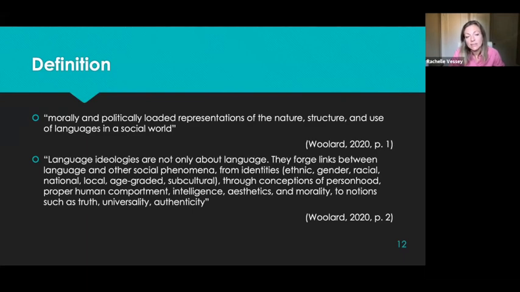But what's important here is that we can't extract our beliefs about language from our beliefs about the world around us. So language ideologies aren't just about language. They forge links between language and other social phenomena, from identities through conceptions of personhood, proper human comportment, intelligence, aesthetics, morality, even truth, universality, and authenticity. So which language is the language of truth? Which language is the language of romance? Who is it that is a beautiful speaker? Who is it who is eloquent and articulate?